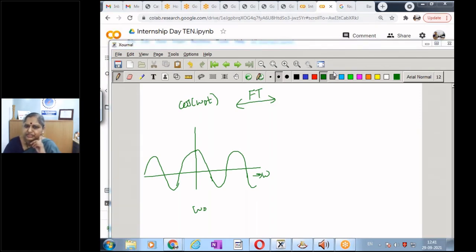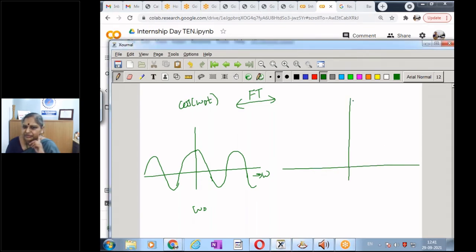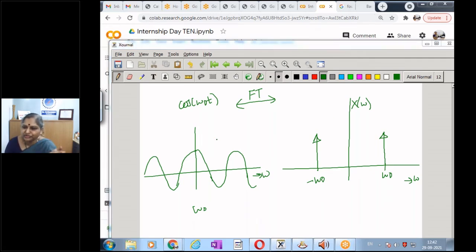So what will happen if I do the Fourier transform of the signal? I will get X of omega present at omega naught, and I will also get one at minus omega naught. Why? Because cos omega naught t is nothing but a signal of frequency omega naught. So I will get an impulse at omega naught and an impulse at minus omega naught.